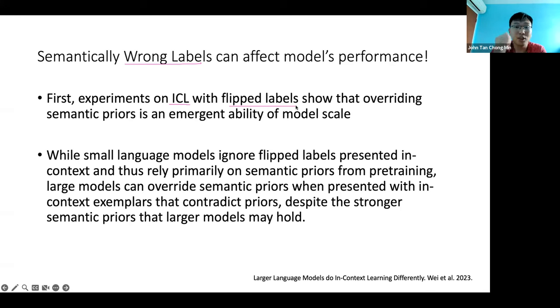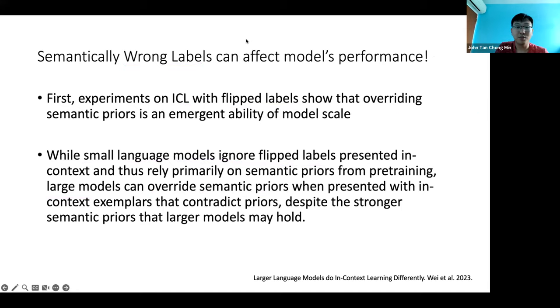So what they did was they fine-tuned the model using flipped labels. If the model learns this new meaning, then in the test set it will classify all of them wrongly, because the test set uses the correct meaning, but we fine-tuned the model with the flipped labels. Basically, they show that small language models ignore the flipped labels, so everything is semantic bias. Large models can override semantic bias.